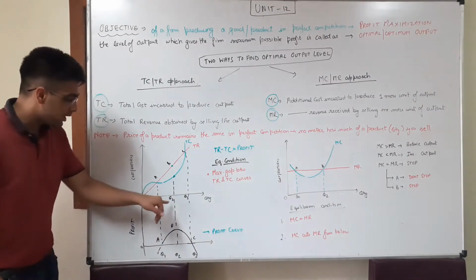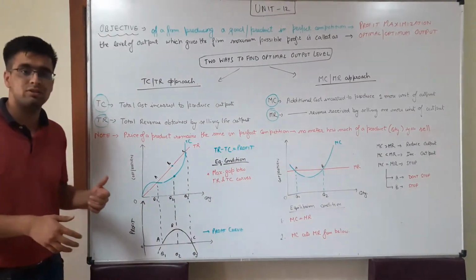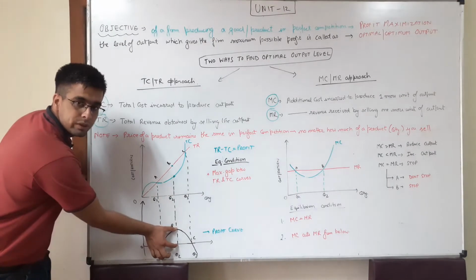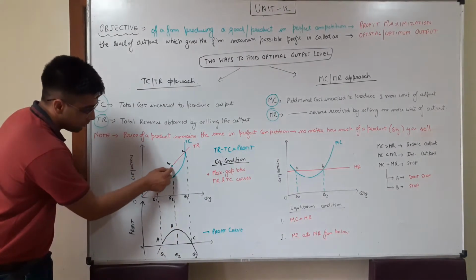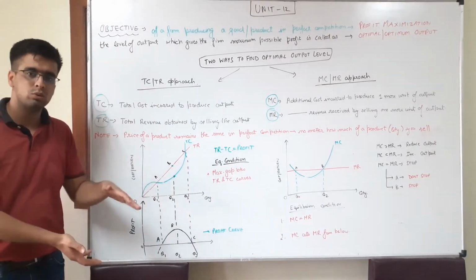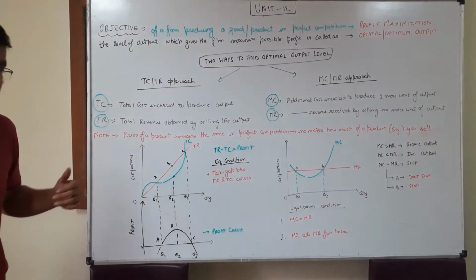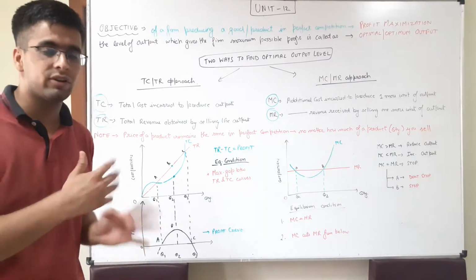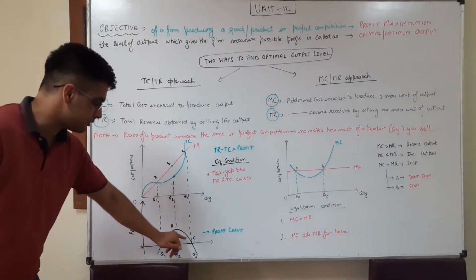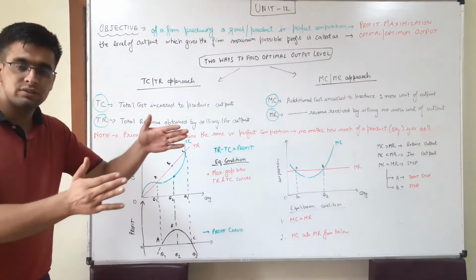Alright, at OQ2 quantity, let's say he is producing now OQ2 quantity. What is his profit? His profit is, let's say, this much, Q2B, or total revenue minus total cost, red line minus blue line, the vertical gap between the two lines, that is the profit. Alright, then what if he increases his output further than OQ2? Let's say he goes from here to here, then his profits start decreasing because the gap between total revenue and total cost curve starts reducing.